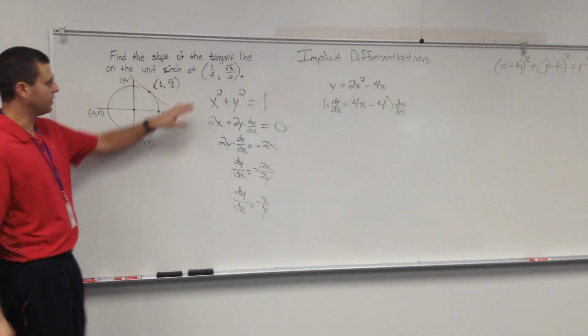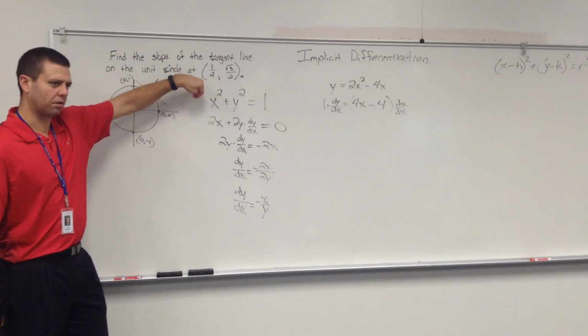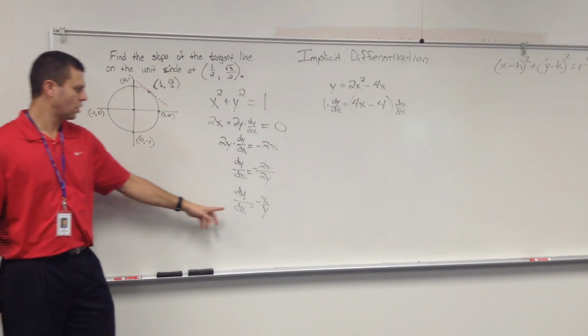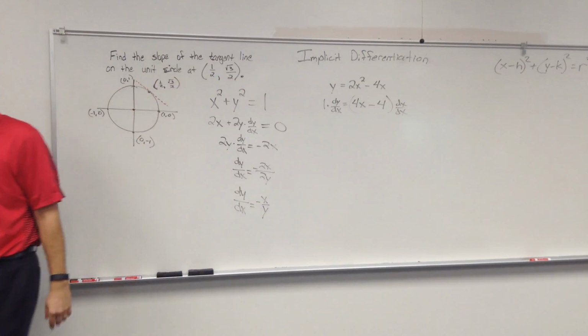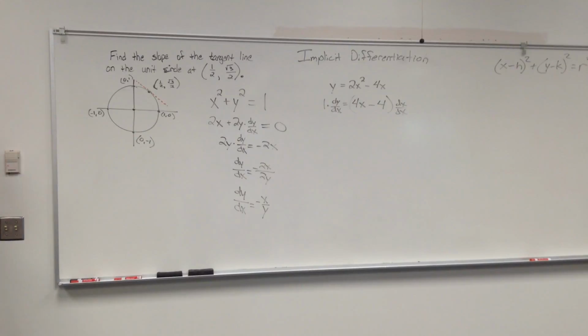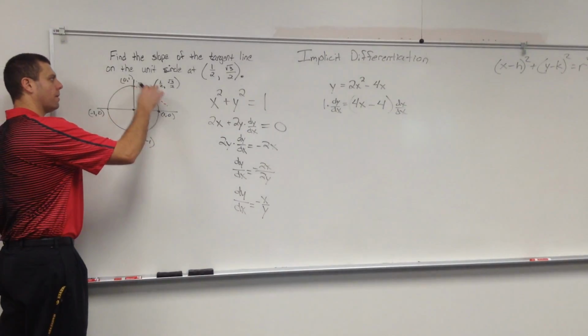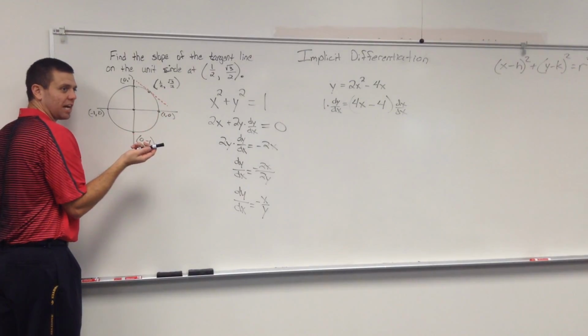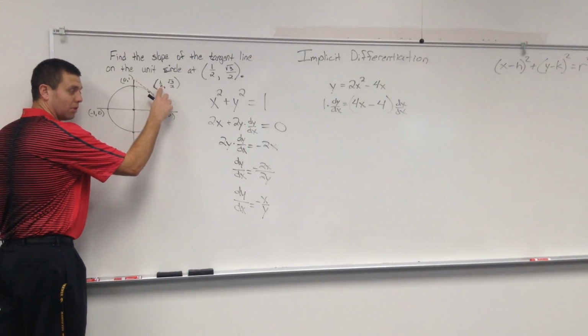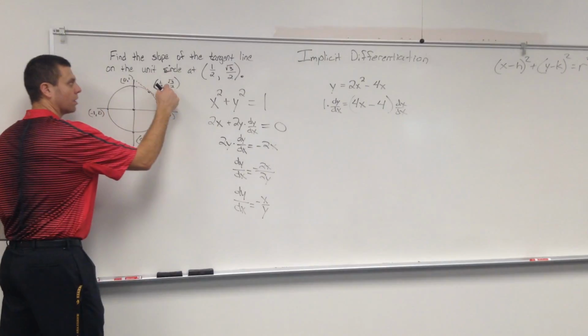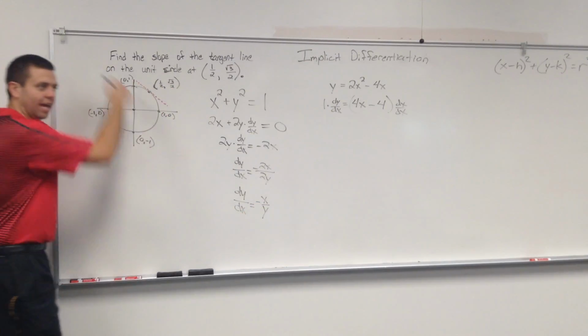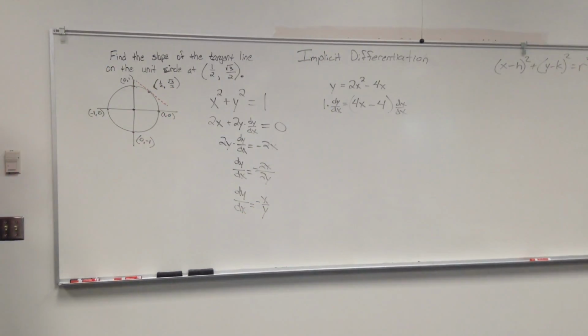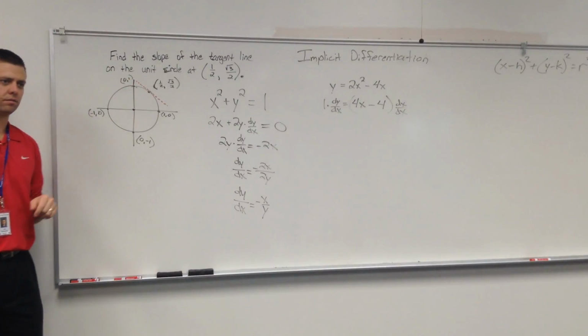So the derivative of my unit circle was equal to negative x over y. Now, if I want to find the slope of the tangent line at that coordinate, what do you think you got to do? Plug in x and y. Plug in the x here, plug in the y here, and you will get the slope of your tangent line at that coordinate.